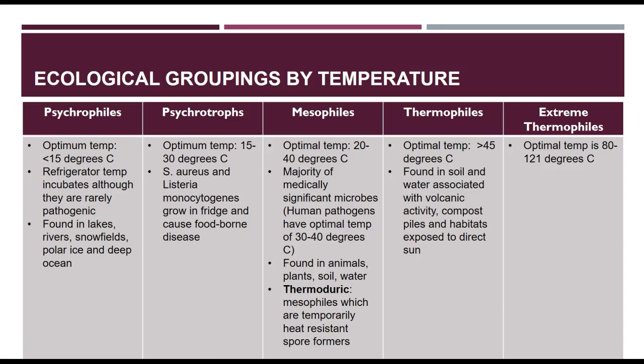And then finally we have the extreme thermophiles, and these are organisms whose optimal growth temperature is between 80 and 121 degrees Celsius. So incredibly high temperatures for these organisms.